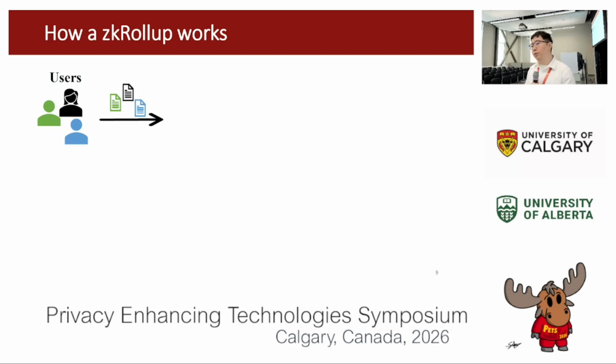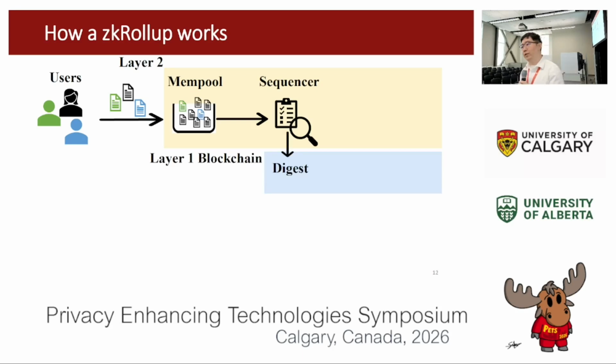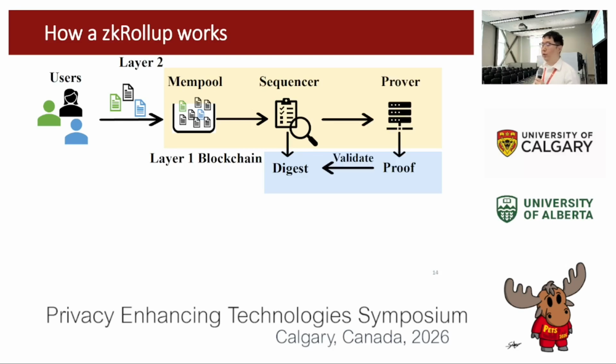In zkRollups, users have many transactions, and they post their transactions into a group, and they will build a sequencer to check and execute these transactions. The sequencer will update the state and produce a new digest, and only post the digest to a layer 1 blockchain. There will be another prover to prove these transactions are correct, and then post this proof to validate this digest. Clearly, this model saves the storage of the layer 1 blockchain and supports richer functionalities for the transactions.